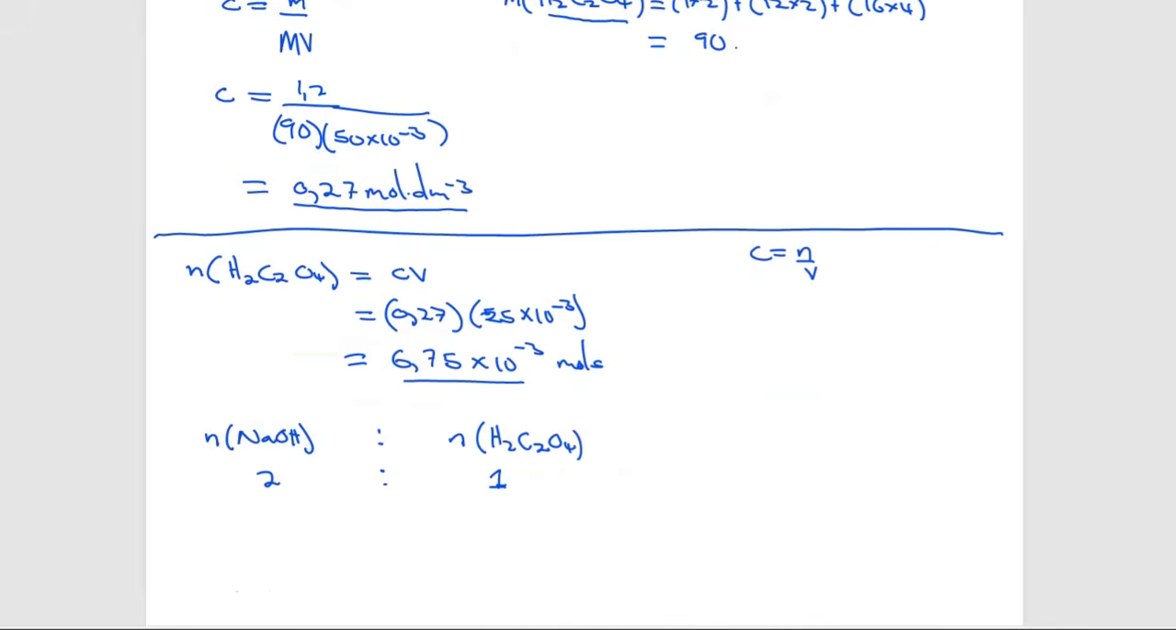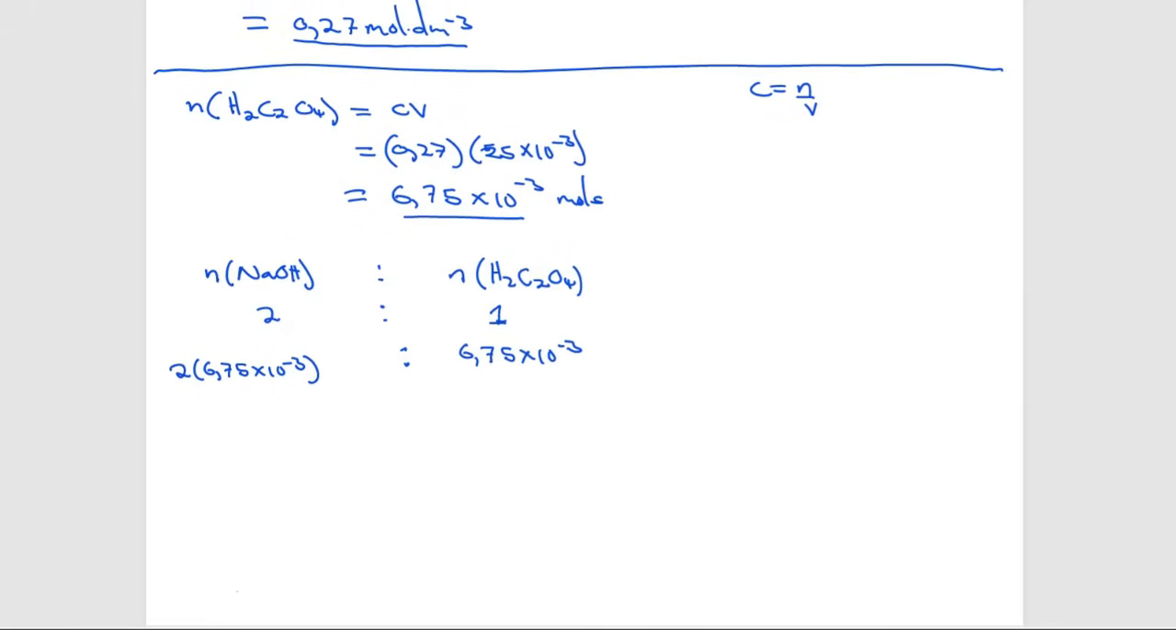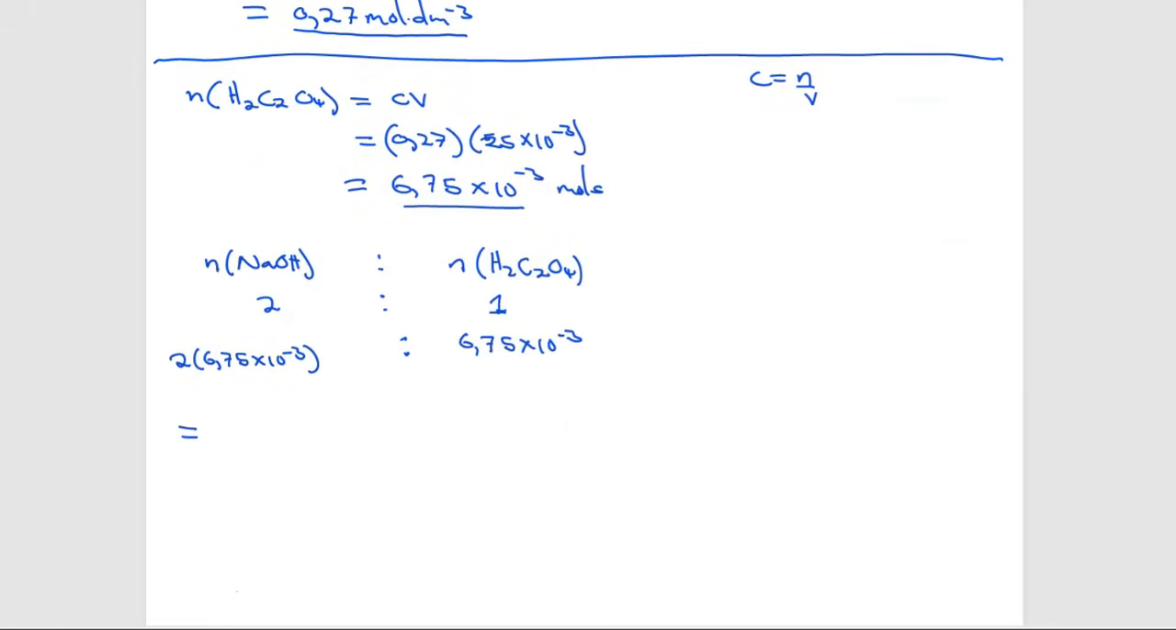So according to our calculations, we got a value of 6.75 times 10 negative 3. Therefore, on this other side, this one is going to be double, so it's 6.75 times 10 negative 3 multiplied by 2, right? So if I do my math, I'm going to get a value of 0.0135. So these are the moles now of sodium hydroxide that we're having there.